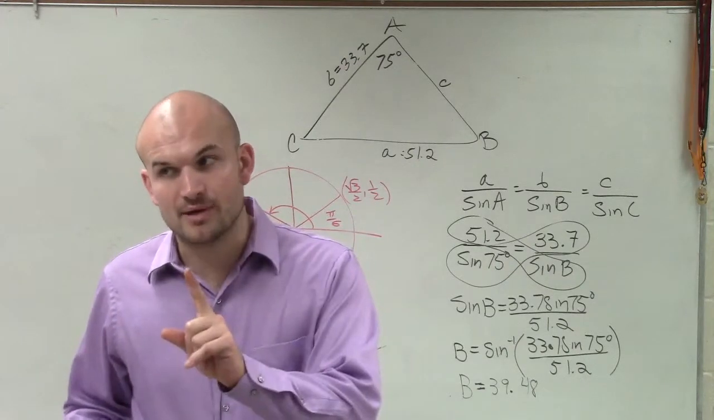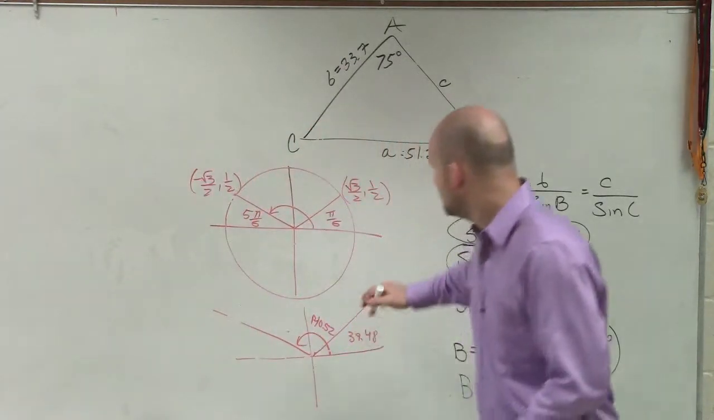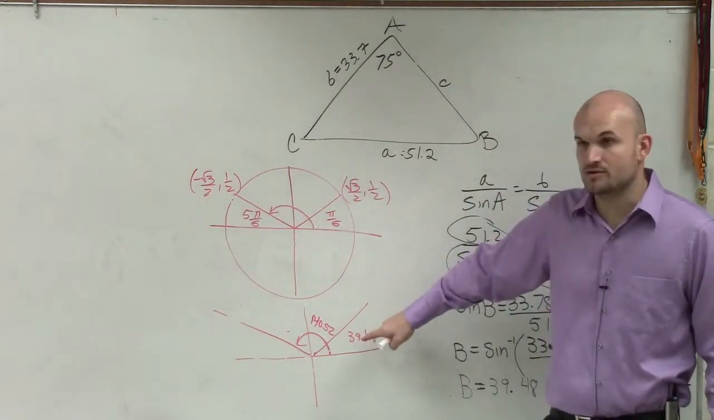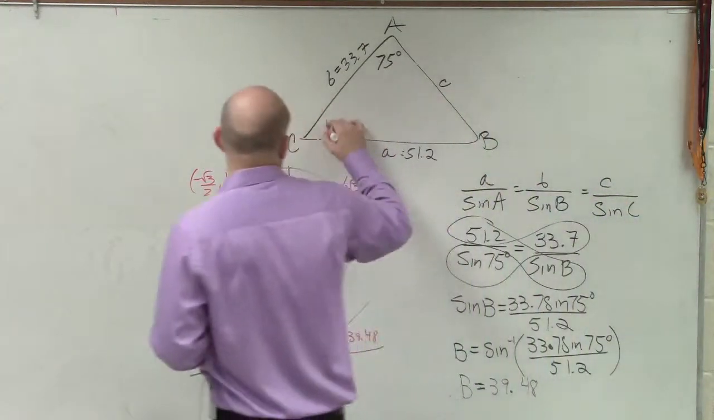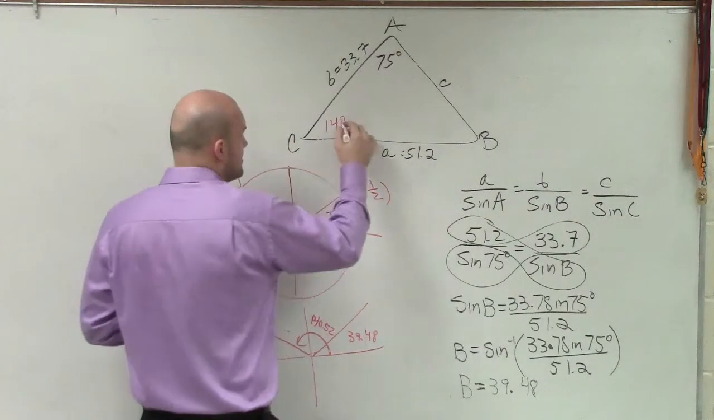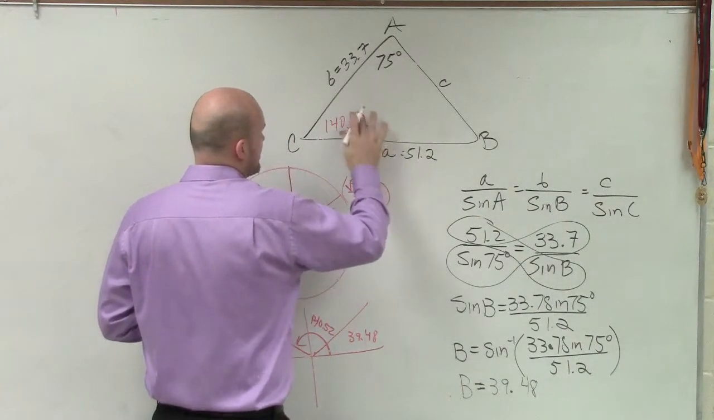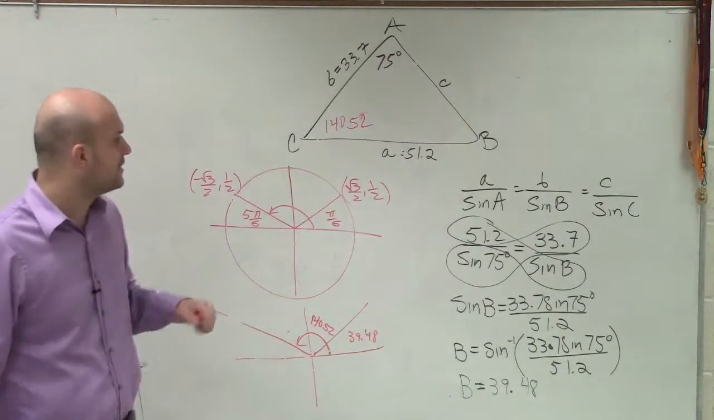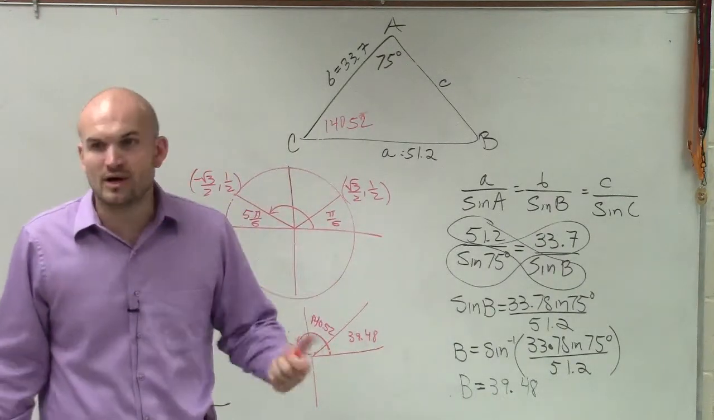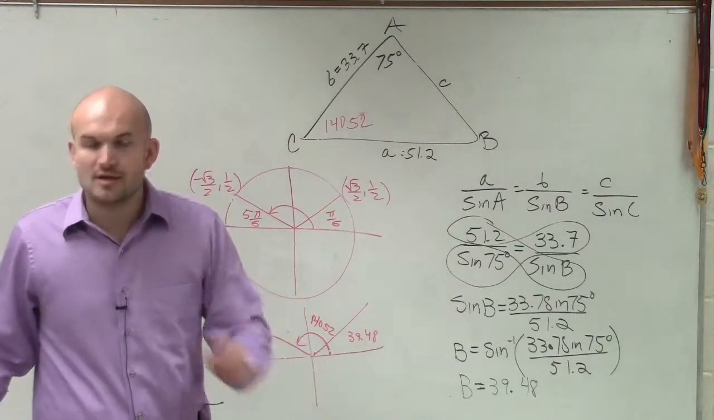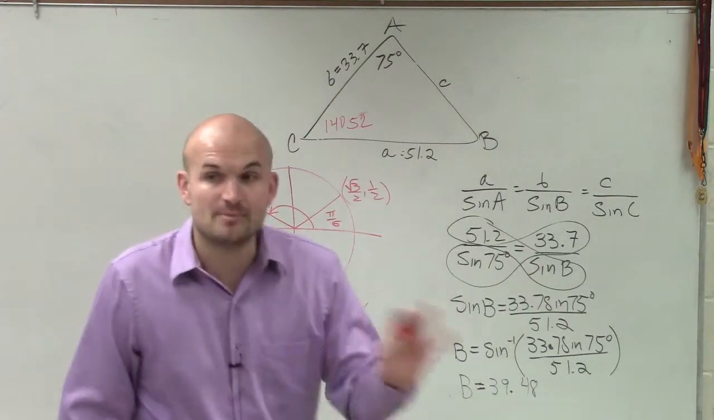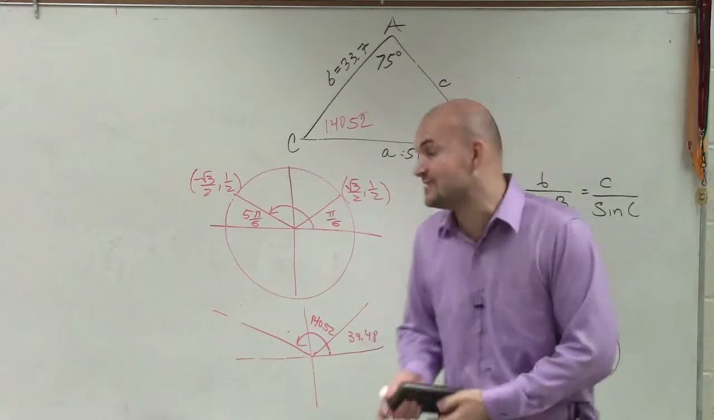Well, there's a problem, though. Because we know that 39.48 works, right? But can 140 work? Can I write this angle as 140 degrees? And don't look at my triangle. Who cares what the triangle looks like? Is it possible to have two angles where one is 140 and one is 75? No, because then it's already over 180. So we haven't gotten to an ambiguous case yet, but I'm laying the foundation for it.